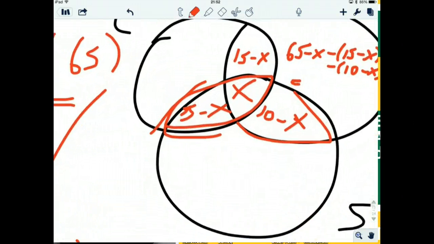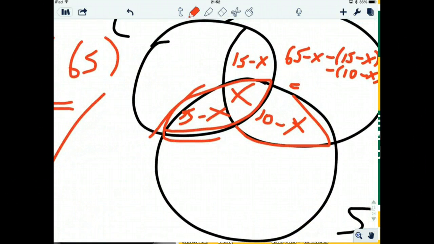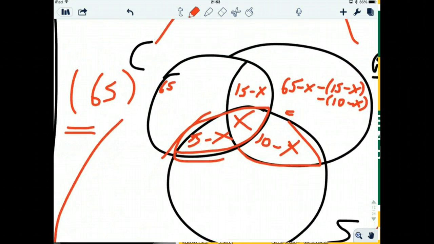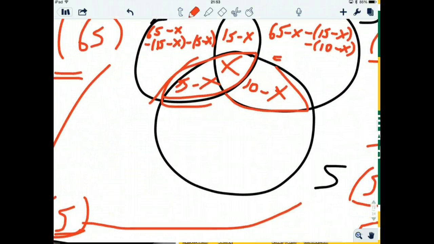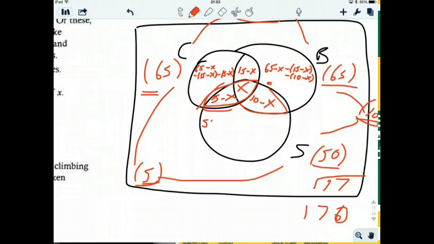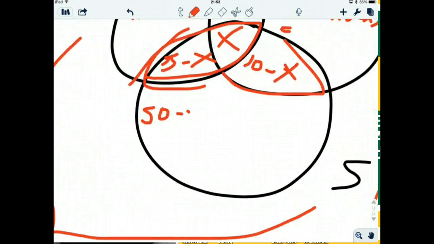And then here we would put the total, which would be 65, and we would subtract x, and we'd subtract 15 minus x, and we'd subtract 5 minus x. And for this part here, we would put the total, which is 50, and we'd subtract out the x, and we'd subtract out the 5 minus x, and we'd also subtract the 10 minus x. So now we'll simplify these.